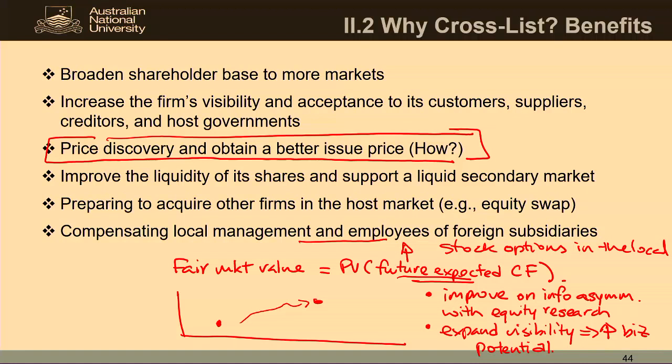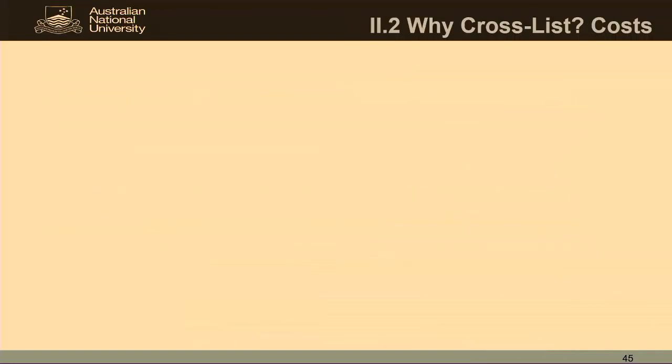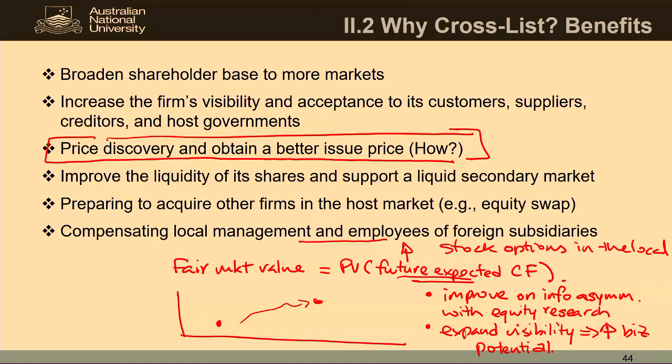So one is information discovery. The other one is more of a growth aspect. So those are some of the things that you associate with going to other markets, and especially going international, to more sophisticated markets. So this, again, I would say is more important for cross-listing on more sophisticated markets.